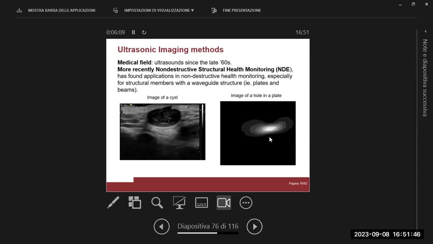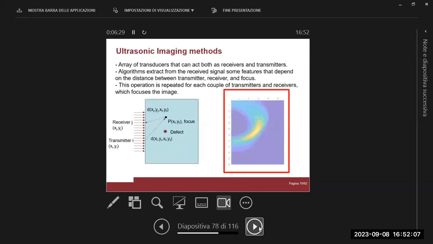In the plate, there are additional difficulties with respect to tissues, because tissues do attenuate the signal a lot, so you don't see reflections from the boundaries, while in a plate reflections often make the definition of an image more complex. This is how things work.